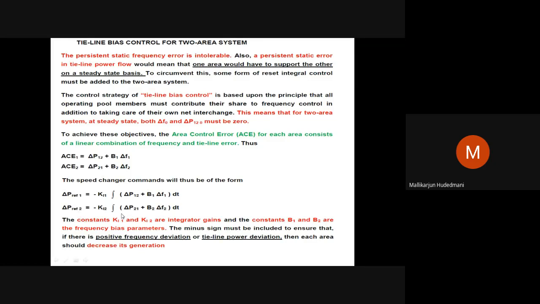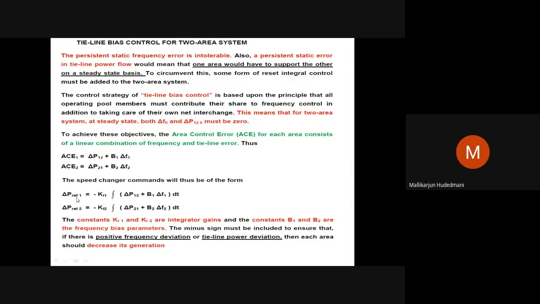Because of that, both the areas were responding only to the change in megawatt. To address it, another control has to come forward. That is what tie-line frequency bias control is: the scientific way of addressing the change in frequency deviation and the change in tie-line power. Therefore, this must be addressed this way.